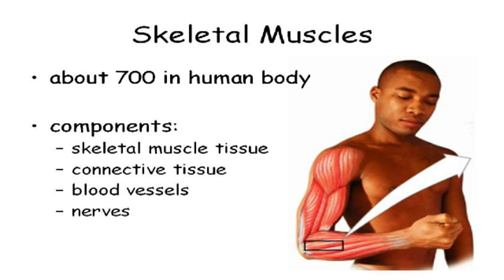Now, there are about 700 or so muscles in the human body. In lab, we're only going to learn about 650. I'm just kidding. Maybe it's about 50. It's not too bad.